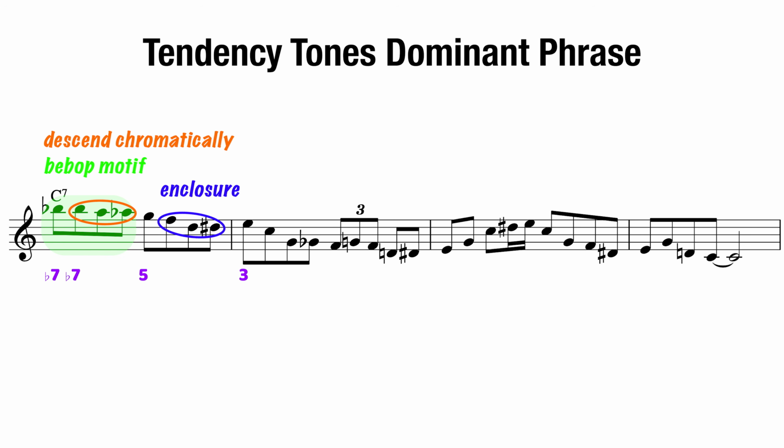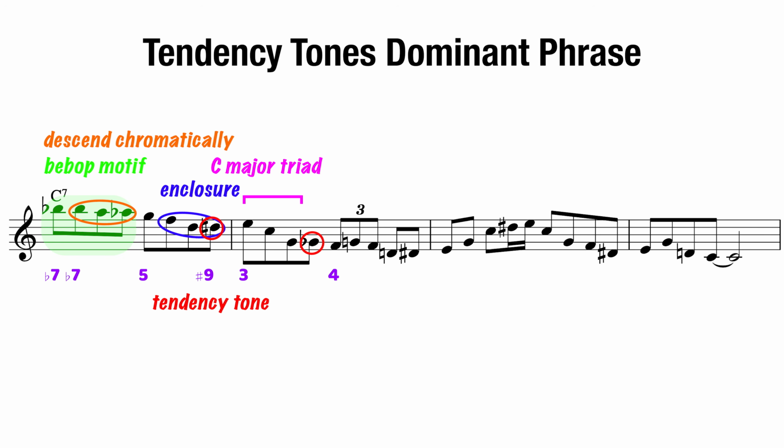And we have our first appearance of a tendency tone here with that sharp 9 going up to the 3rd. That also happens to be part of that enclosure there. Then we have a fragment of a triad. We move down chromatically to the 4th, and you could see that other tendency tone of the flat 5th to the 4th. And then this next section, we're going to use this little 8th note triplet starting on the 4th.